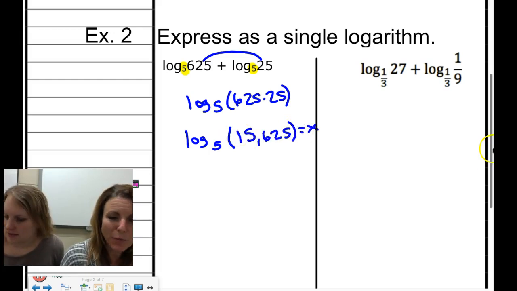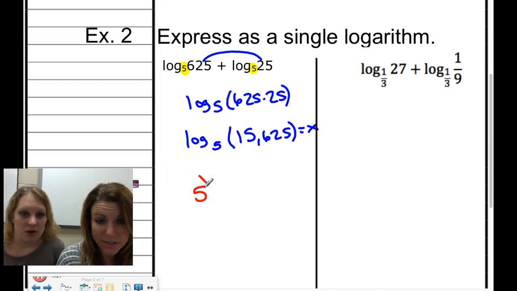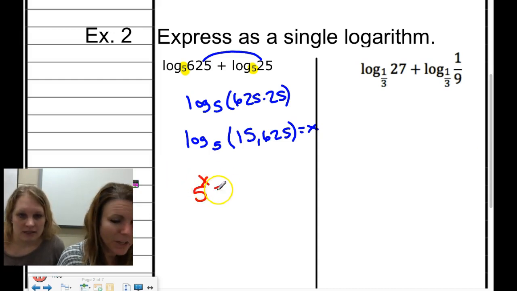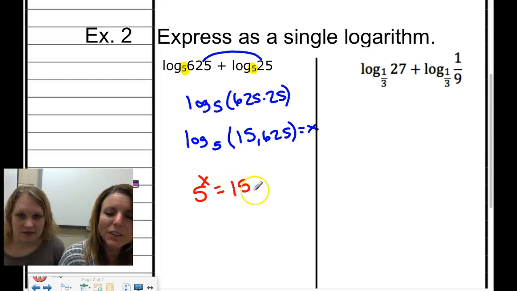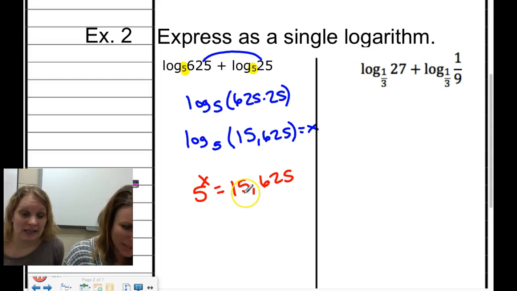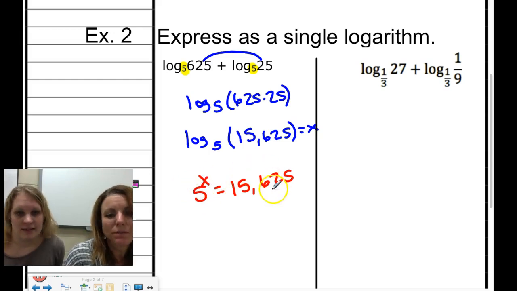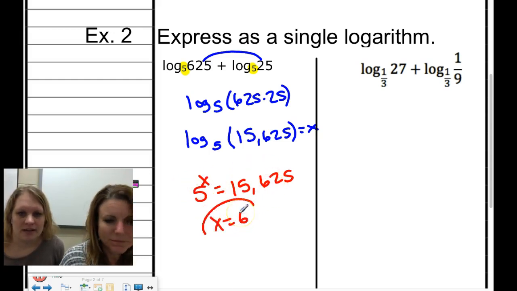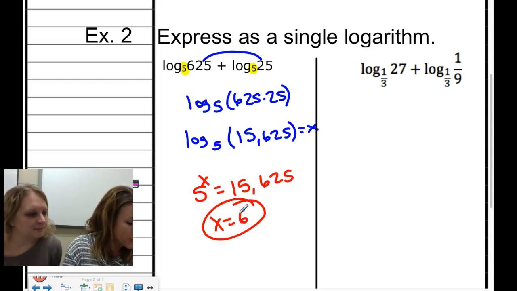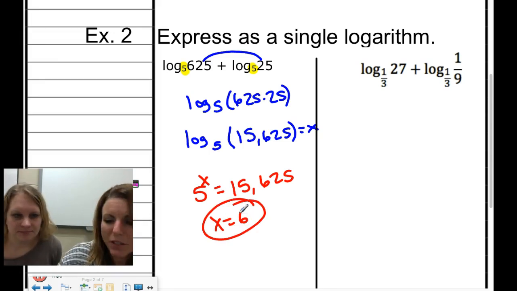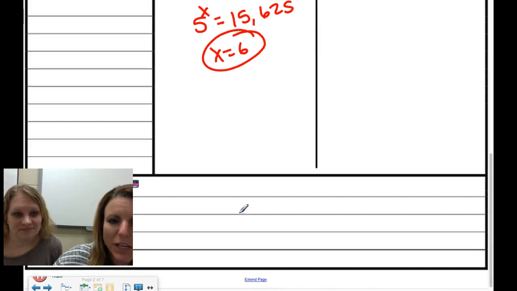So now we change it to exponential. 5 to what power is equal to 15,625? This is where a calculator comes in handy. You're just going to have to try. How many times do you multiply 5 to get that? Exactly. And the answer is 6. Oh, I was going to guess higher. Nice job. All right, let's go to the next page.